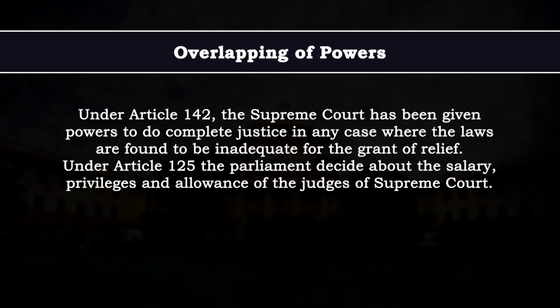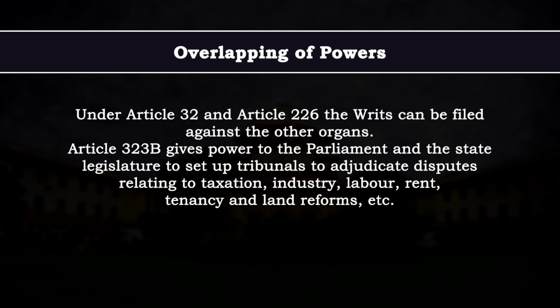Under Article 142, the Supreme Court has been given the powers to do complete justice in any case where the laws are found to be inadequate for the grant of relief. Another provision, Article 125. The Parliament decides about the salaries, privileges and other allowances of the judges of the Supreme Court. Under Article 32 and Article 226, the writs can be filed against the other organs.